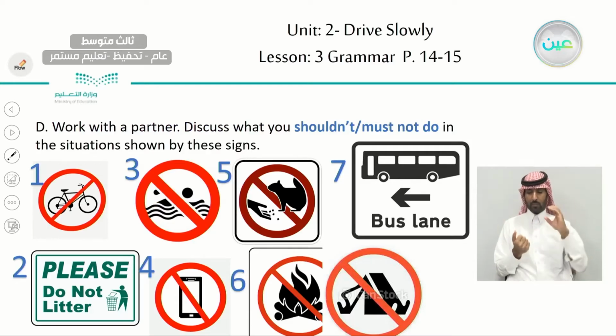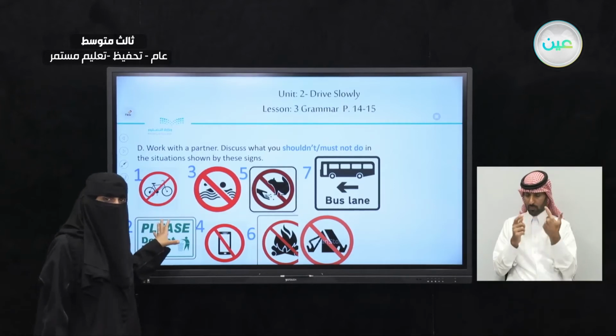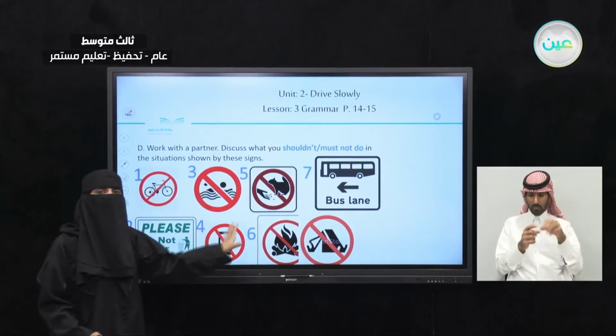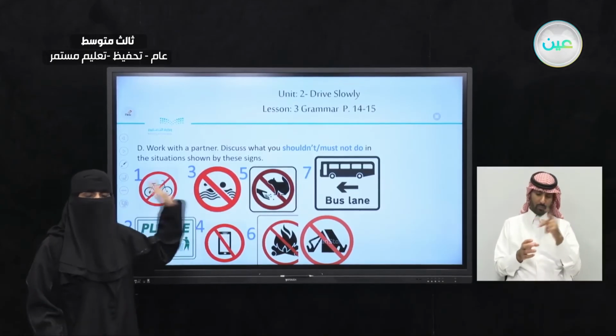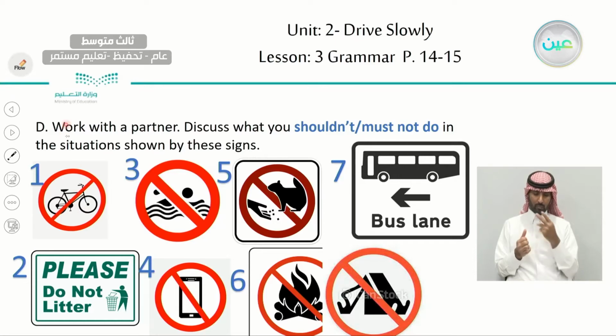For exercise D, as you can see on the same page 15, okay? You can see different signs. Right? Different signs. Every sign has a meaning, okay? Here, what does he want you to do? He wants you to work with a partner. Don't work alone, work with a partner because it's a speaking exercise.